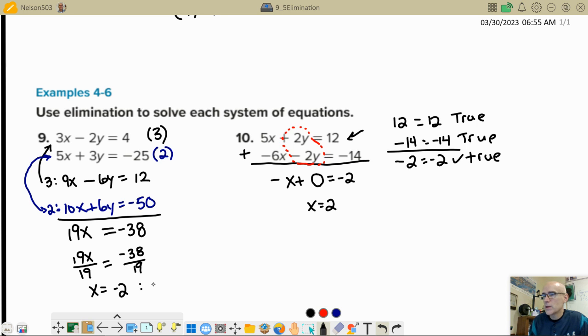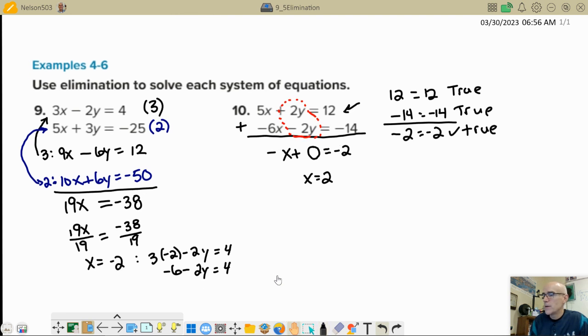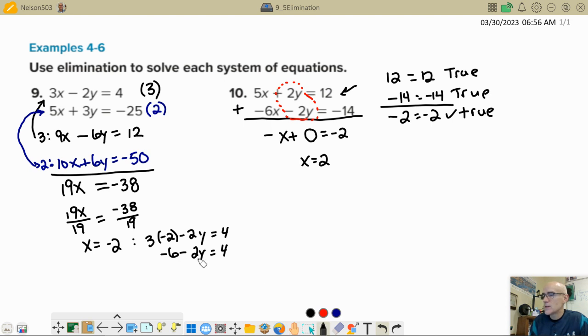So here we go. I'm going to plug that in. I get 3 times -2 minus 2y equals 4. I get -6 minus 2y equals 4. I end up with, let's see, when I add 6 to both sides, I end up with 10 on the right side, and I got -2y on the left, and then I divide by -2 on both sides, and I end up with -5. So right here, I divided both sides by -2. Maybe I'll put that out here. Divide by -2 on both sides. All right, so I've got my ordered pair, -2, -5.